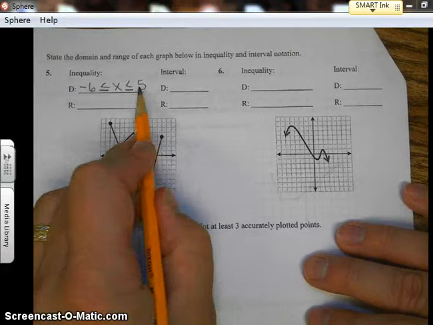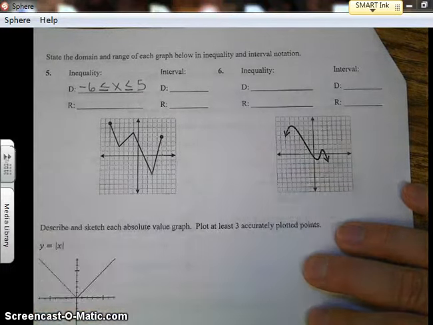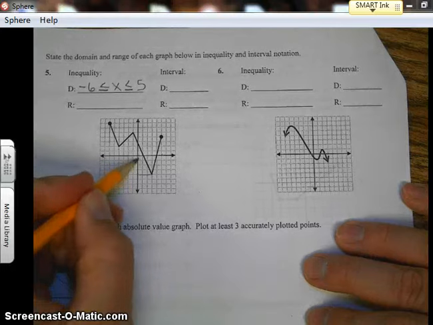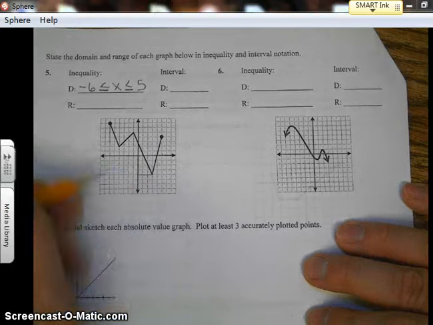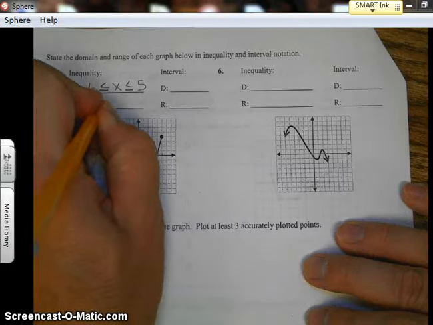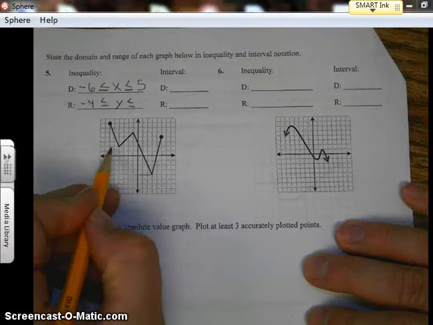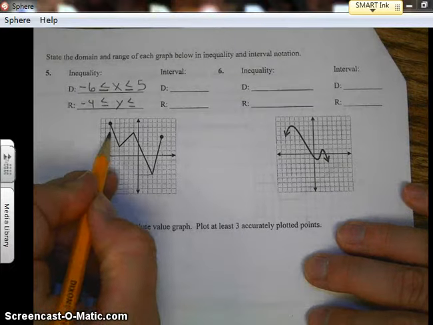Left to right. Range is going to be lowest to highest, so my lowest point is here. So 1, 2, 3, 4. And my highest point, 1, 2, 3, 4, 5, 6, 7.